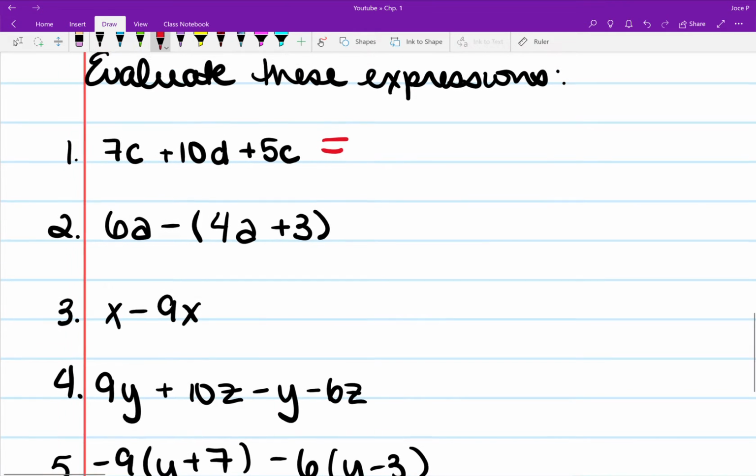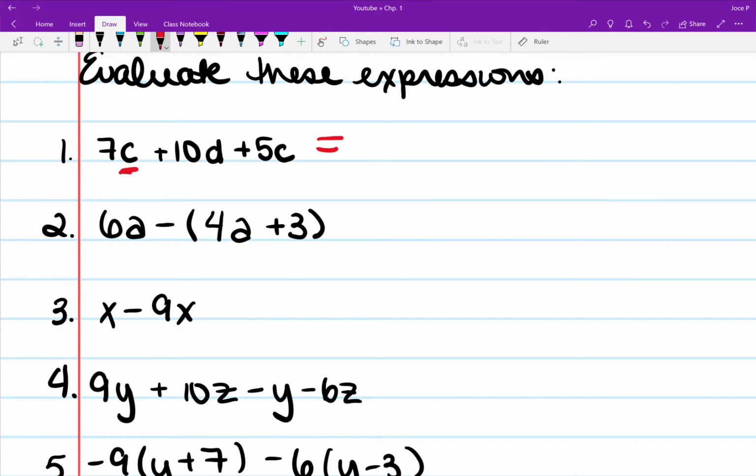First, what are we going to do? Oh, we have like terms. We have a C and we have a C. Let's combine these like terms. 7C plus 5C, 12C. Keep the 10D because we have nothing to add it to.